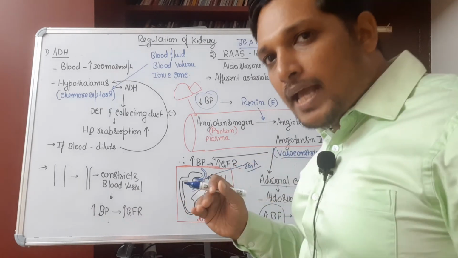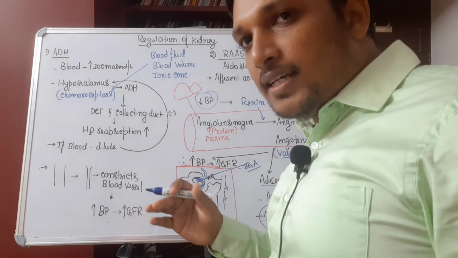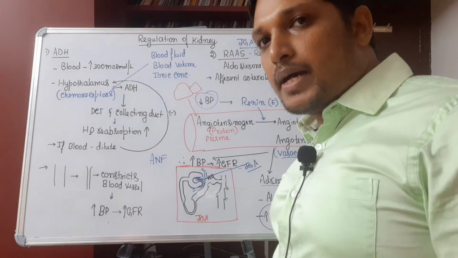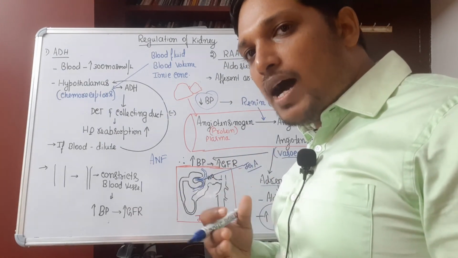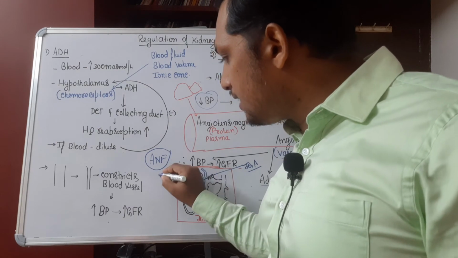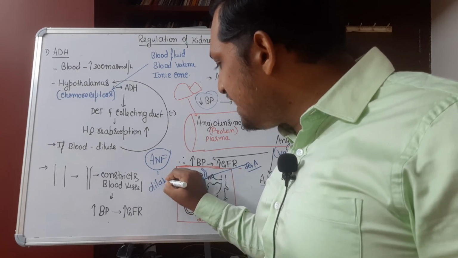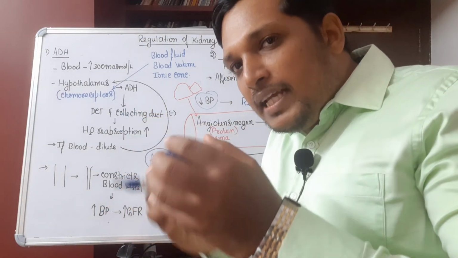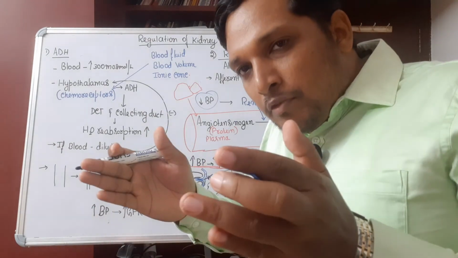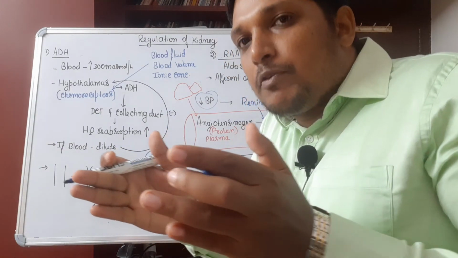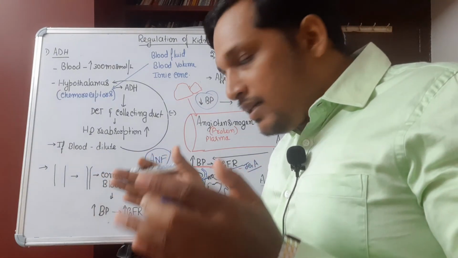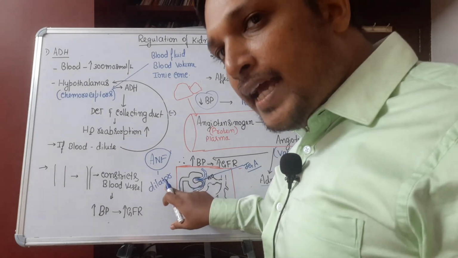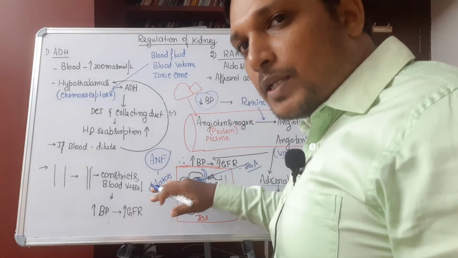Now, if this increased BP wants to decrease, there is a third regulation, that is by atrial natriuretic factor, whereby the atrium of the heart secretes atrial natriuretic factor, which is a vasodilator. It will dilate the blood vessels. As a result, there will be a decrease in BP. If blood vessels are constricted, BP increases. If blood vessels are relaxed, BP decreases. So this is how ANF acts antagonistic to the RAS pathway. It checks the RAS pathway.